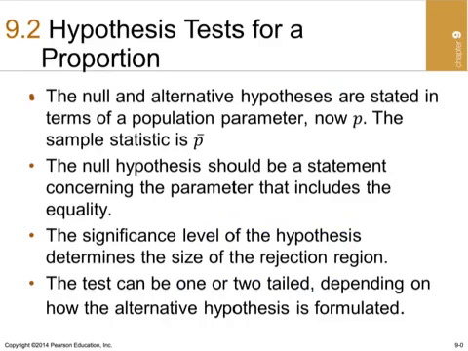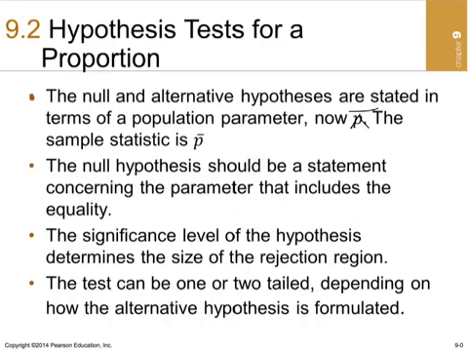So, hypothesis test for a population proportion. The null and alternate hypotheses are stated in terms of the population parameter. In our case, we'll be using pi. So everywhere you see p, remember pi. The sample statistic is p bar.